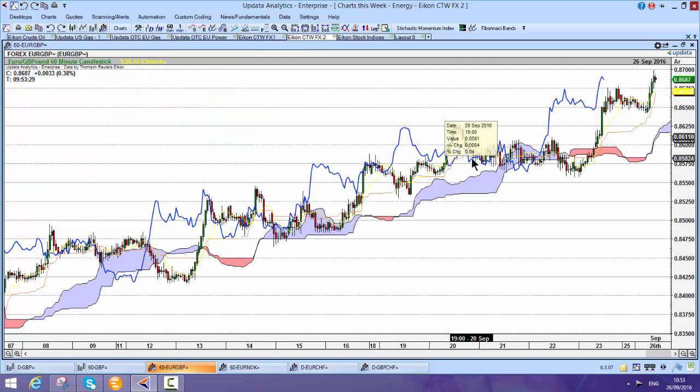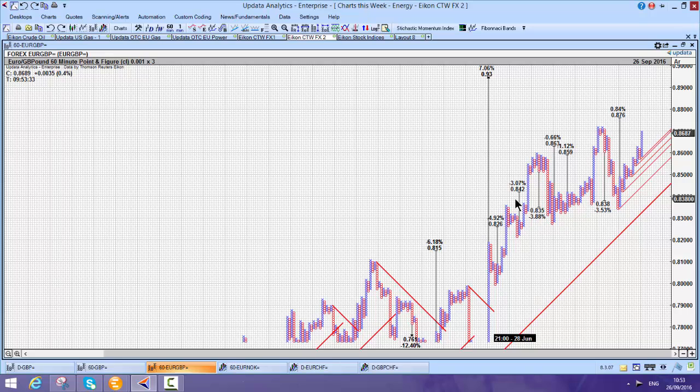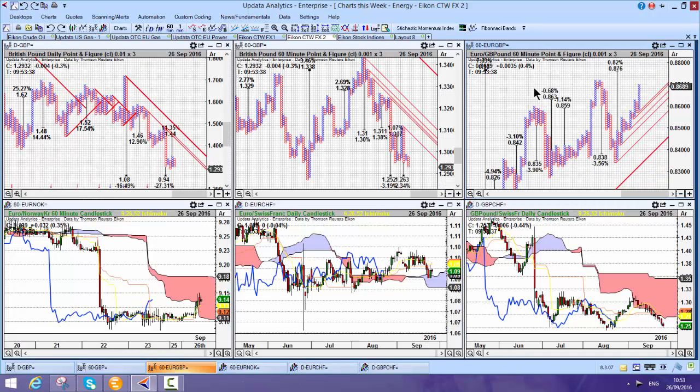Really clear trend, euro strength versus sterling weakness. Press the T key and we see here 93 as the target. So sterling looking very weak against the euro indeed.